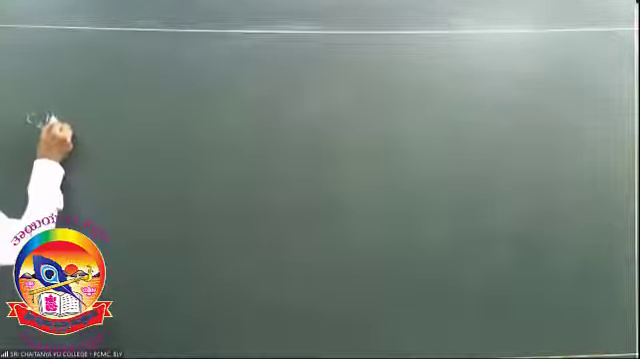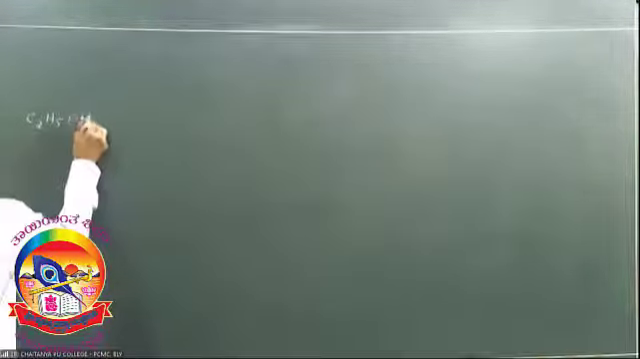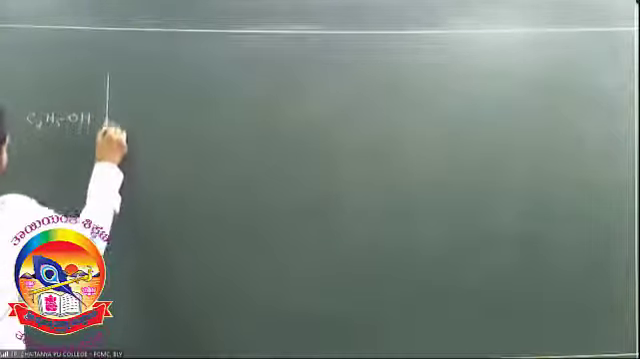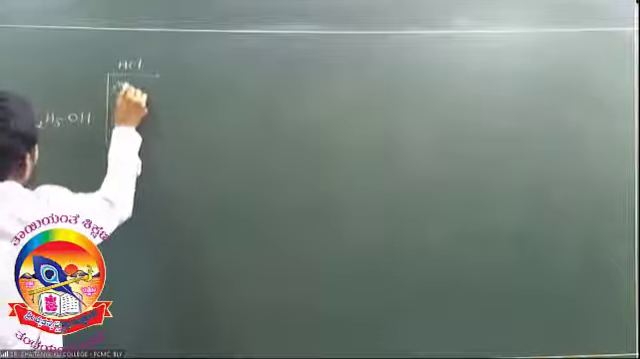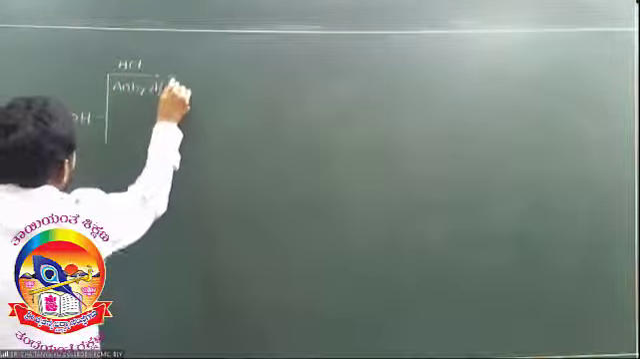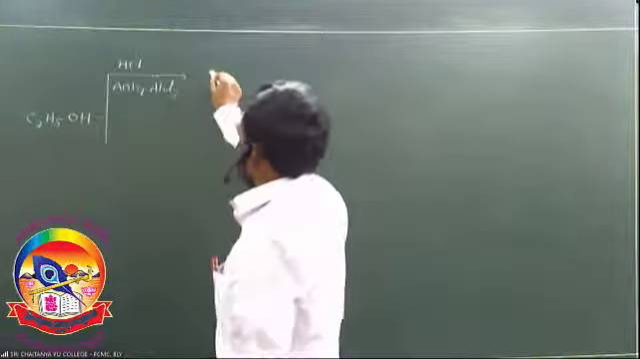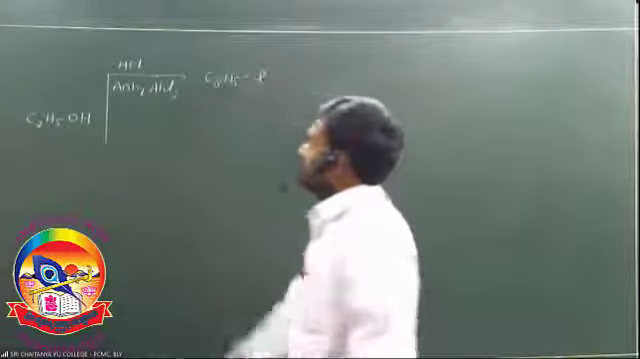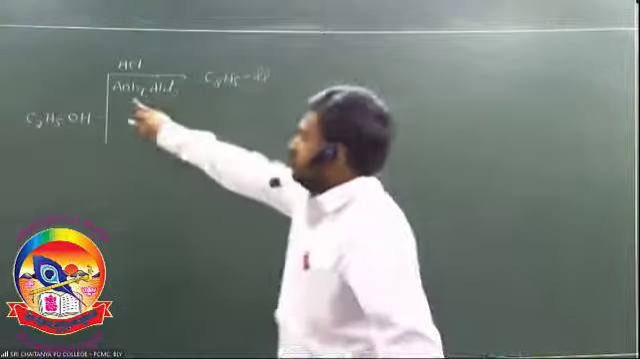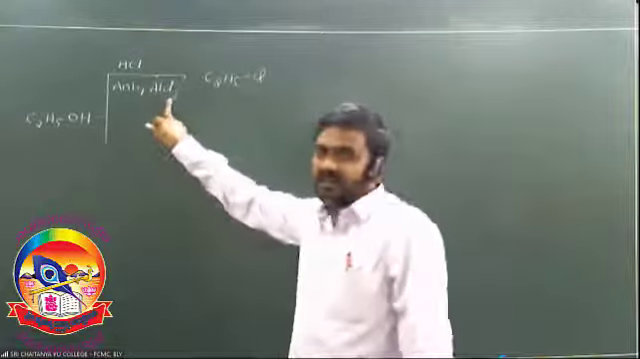For example, ethyl alcohol, C2H5OH, reacts with HCl in the presence of anhydrous aluminum chloride. H and OH leave as water, and it gives ethyl chloride, C2H5Cl. In this reaction, anhydrous aluminum chloride is the catalyst.